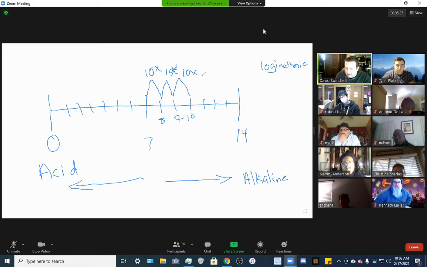So here's an example. If I take a product that has a pH of 10, it is not just 3 times stronger. It's not just 7 to 10, 3 times stronger. It is 10 times 10 times 10, which is 1,000 times stronger, right? So it becomes really important that we make sure that we're using the safest product possible.